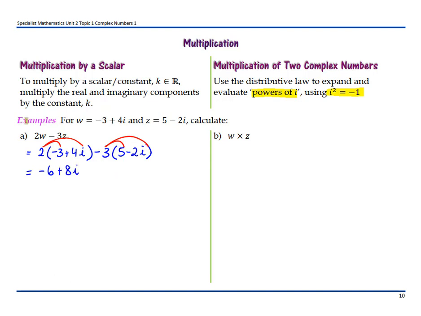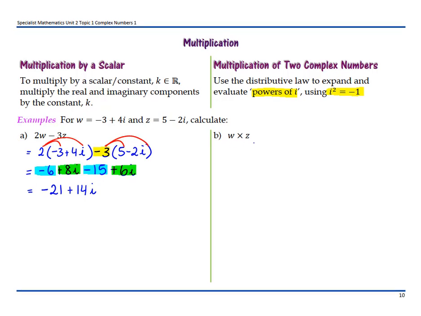Now remember, it is -3. So -3 times 5 is -15. -3 times -2i is plus 6i. Then you just evaluate your real parts and your imaginary parts. So -6 minus 15 is -21. 8i plus 6i is plus 14i.